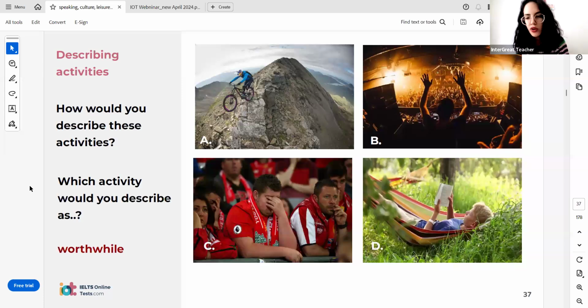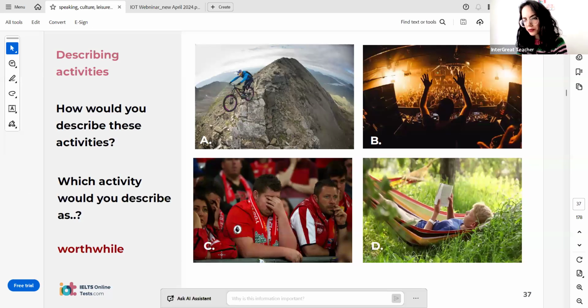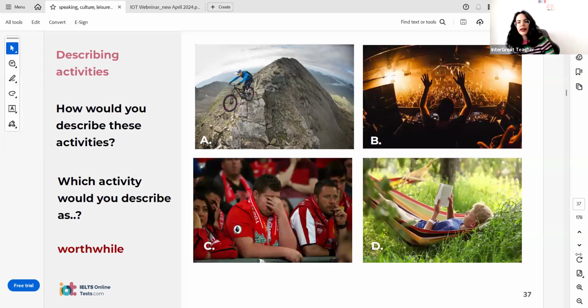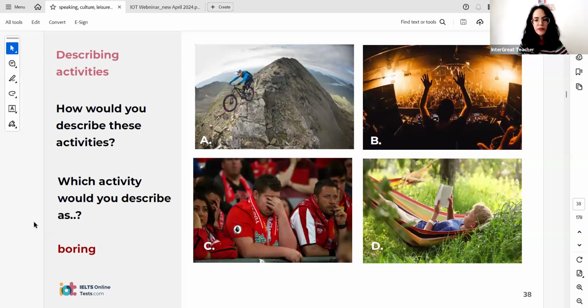Okay, how about worthwhile? Which activity do you think is worthwhile? It means it is worthy of doing, the opposite of pointless, I would say. Worthwhile, A, D, yeah. Again, depending on your opinion, any one of them could be worthwhile. I would say maybe reading is worthwhile. Trying something new, like A, for example, could be worthwhile. B, if you're a big fan of partying. But well, let's say D is worthwhile.